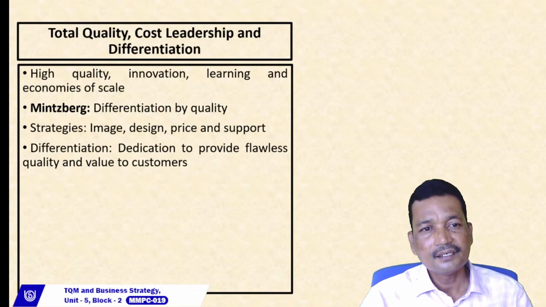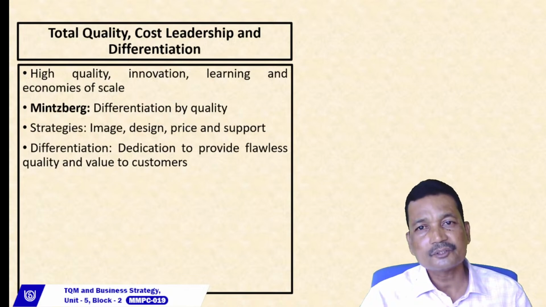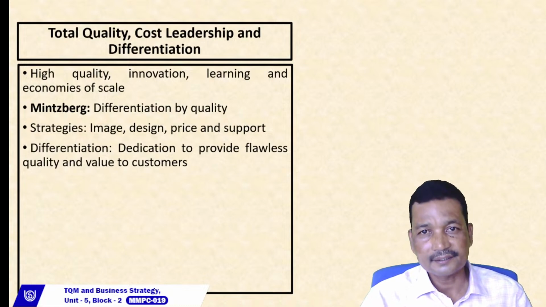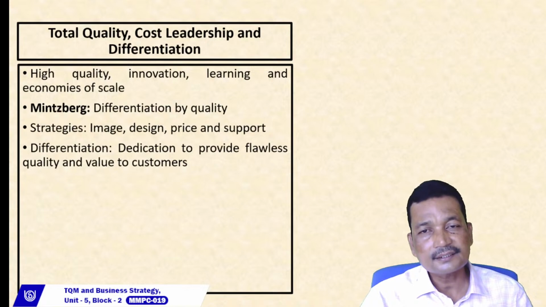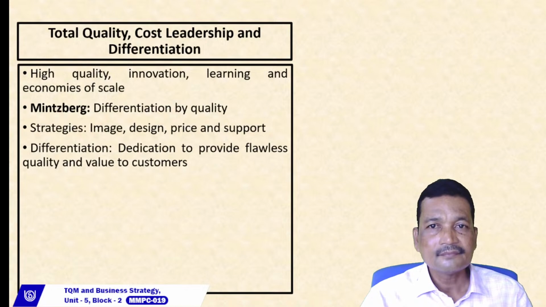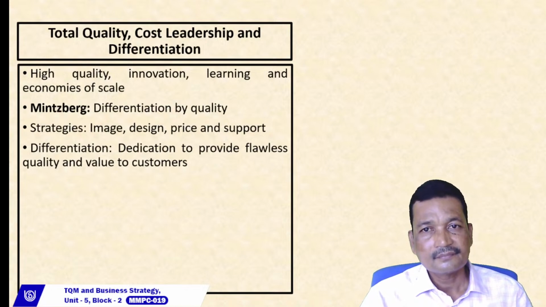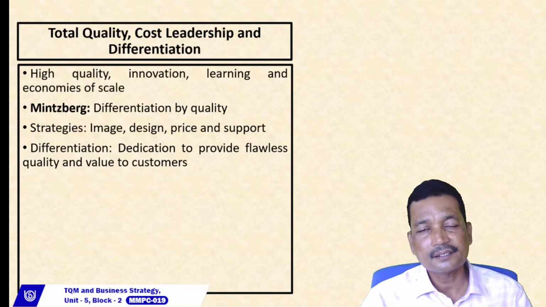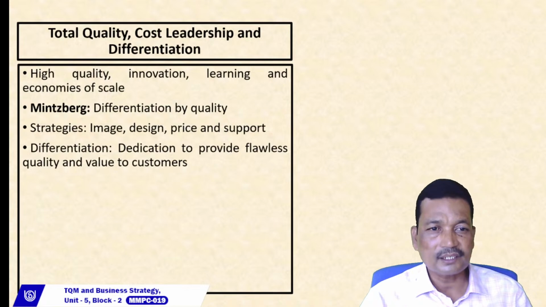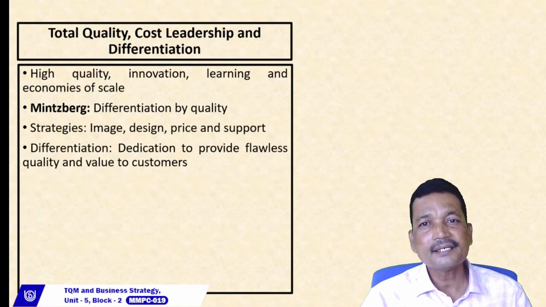Mintzberg said differentiation of the products from other items or other organizations can be done by quality. You may find that in mobile phones, in cars, in dress, etc. What are the strategies adopted for differentiation by quality? The image of the organization. The organization builds its image as a quality producing unit, an organization delivering the best quality over the years, and then it creates a certain image in the mind of the general market.